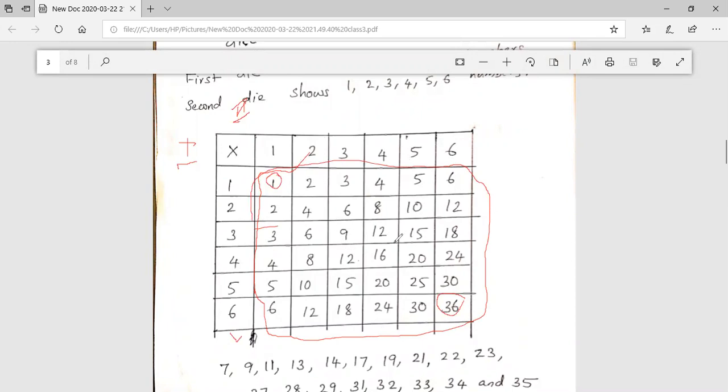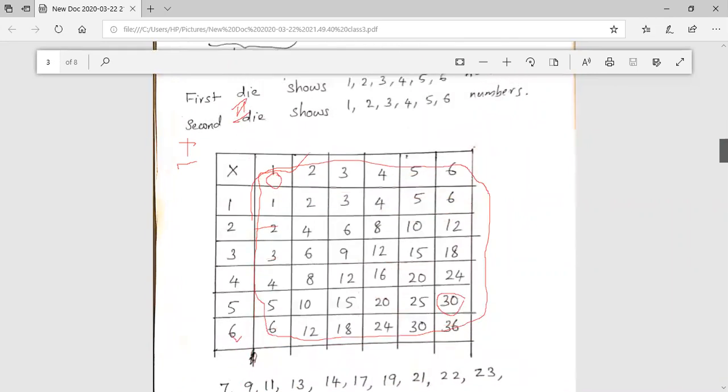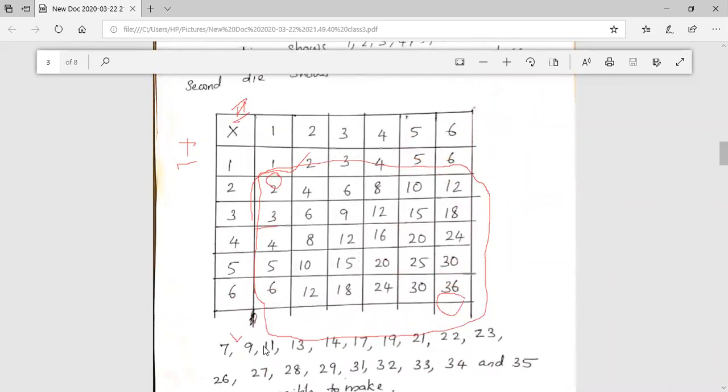Look at here. The numbers below 36, we want to check numbers below 36. One is there in this table, two is there, three is there, four is there, five is there, six is there. But seven is not in this table, so we are listing seven down.